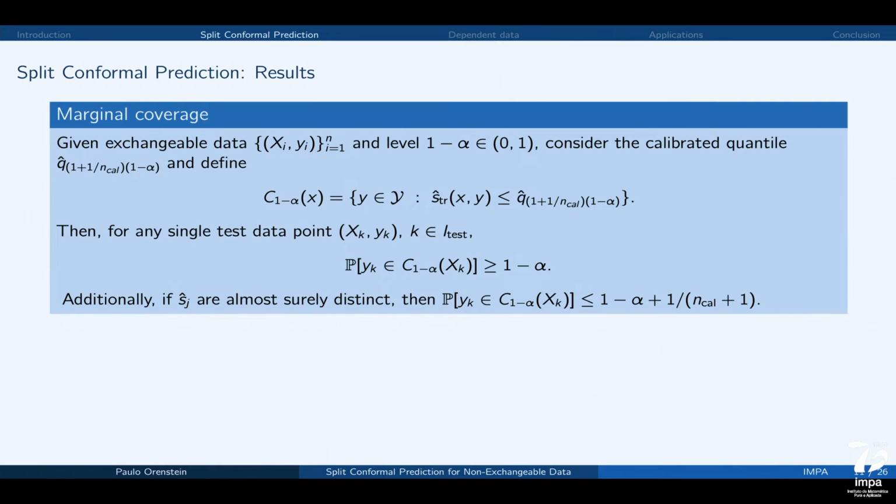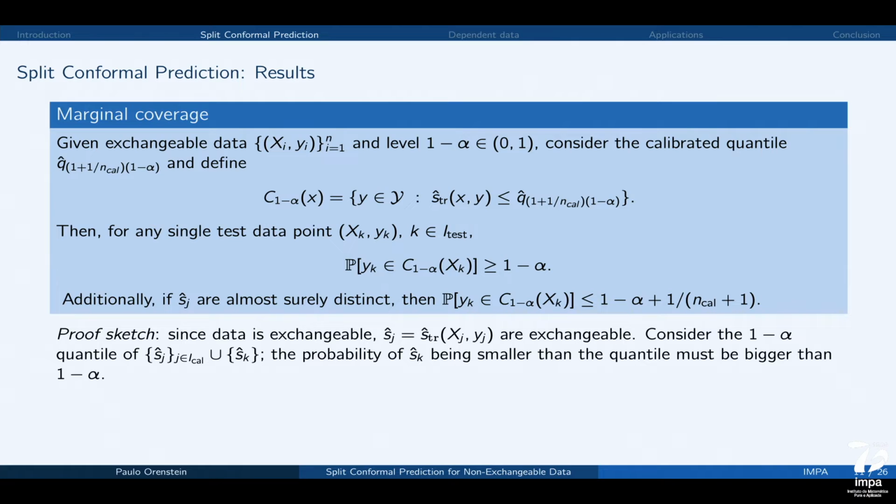There's really one hypothesis, which is that the data is exchangeable, but that doesn't seem enough to give such a nice result. So here's a sketch of the proof. Since the data is exchangeable, the S hat J's are also exchangeable. You can trust me on this one, but it's not that hard to see.